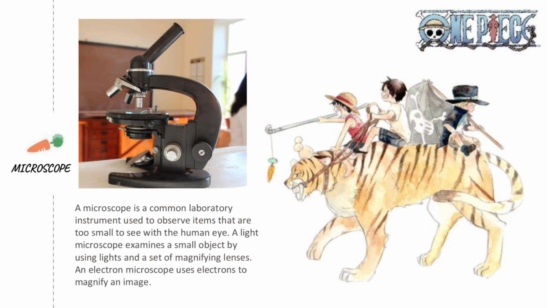Microscope. A microscope is a common laboratory instrument used to observe items that are too small to see with the human eye. A light microscope examines a small object by using lights and a set of magnifying lenses. An electron microscope uses electrons to magnify an image.